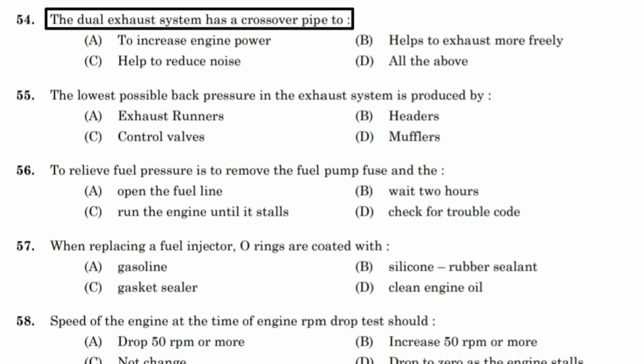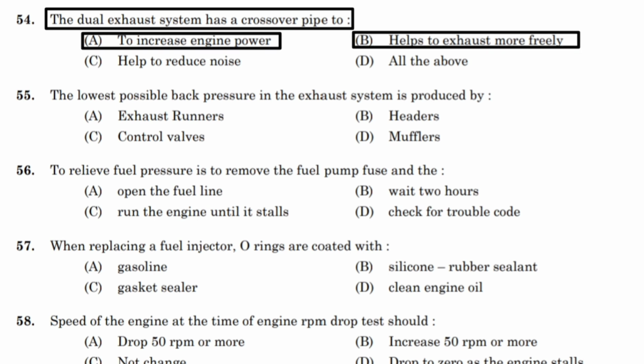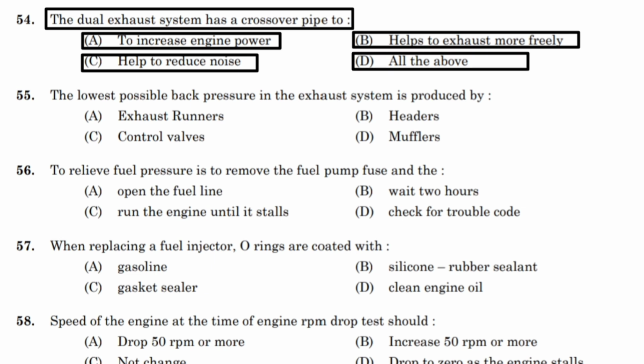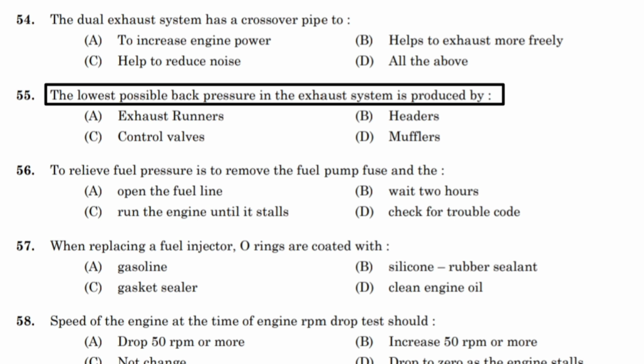54. The dual exhaust system has a crossover pipe to A. increase engine power, B. help to exhaust more freely, C. help to reduce noise, D. all the above. Answer D. All the above. 55. The lowest possible back pressure in the exhaust system is produced by A.